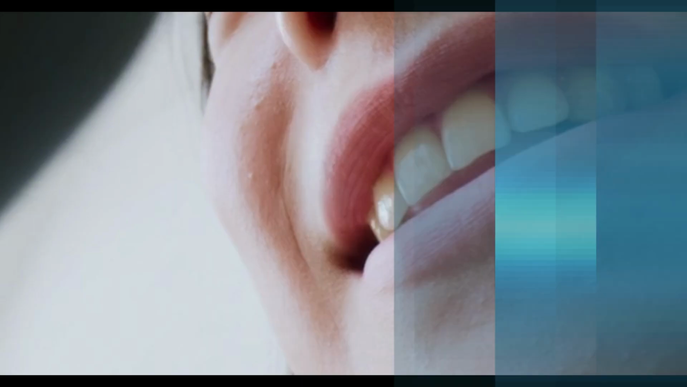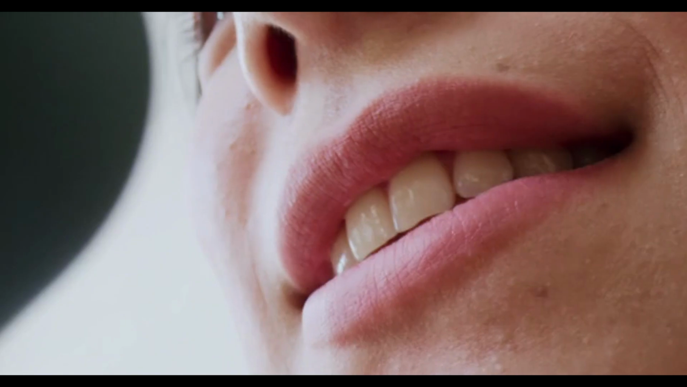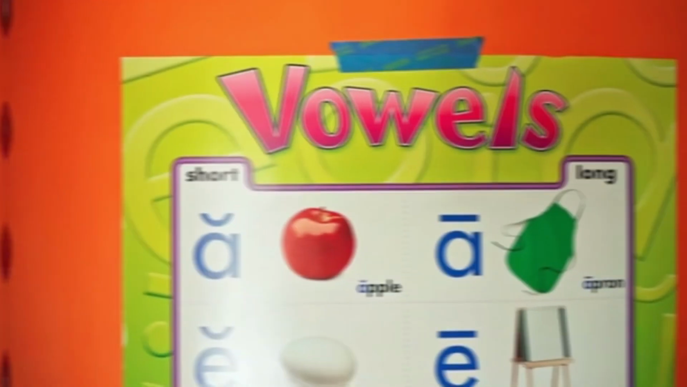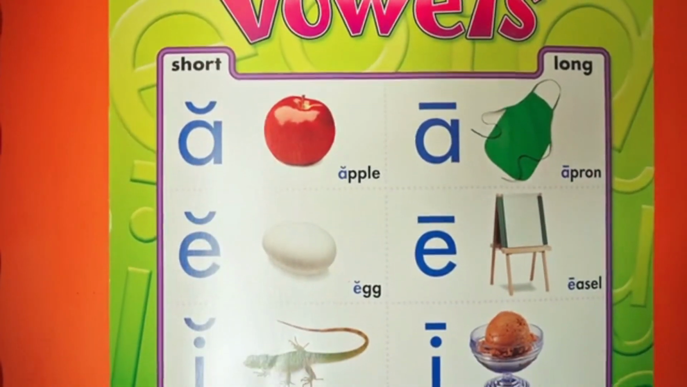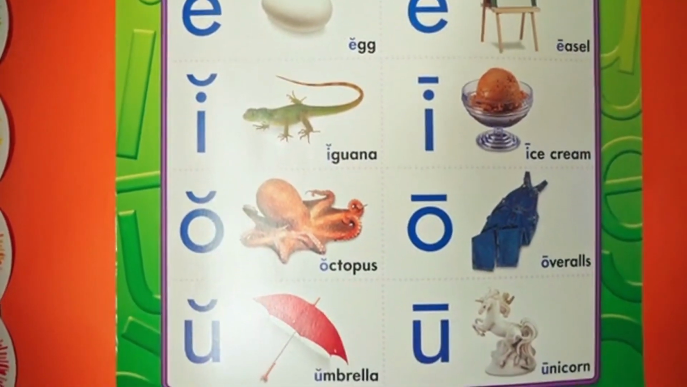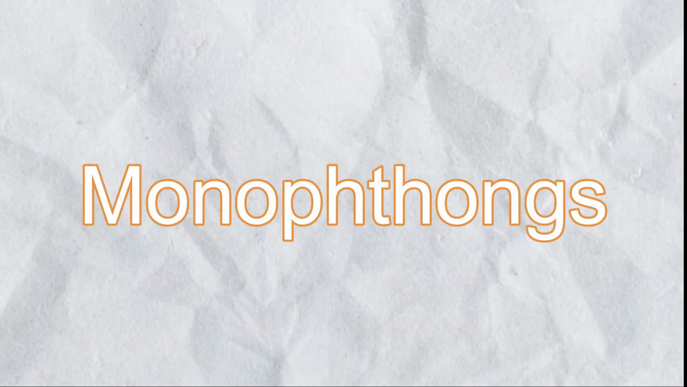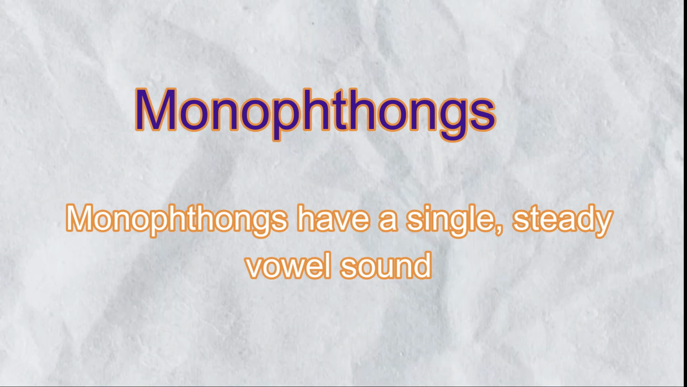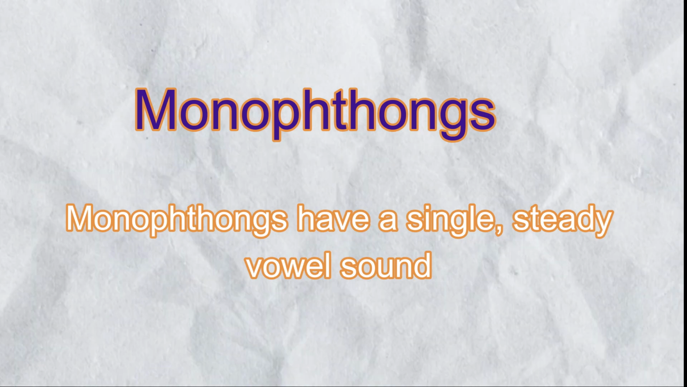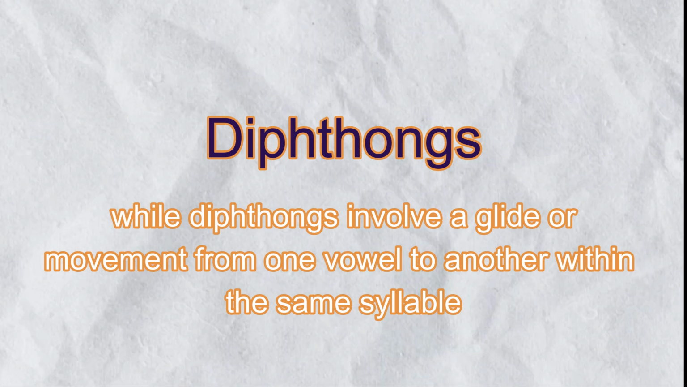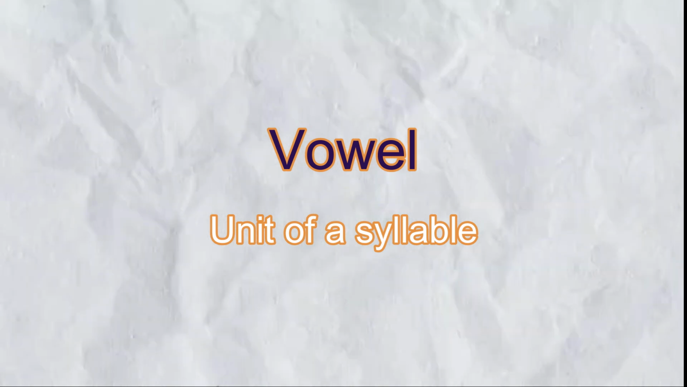Before we get into saluting people, we are going to be looking at some common pronunciations in the English language. This is essential for your vocabulary and your grammar. 5 of the 26 English alphabet letters are called vowels, and the other 21 are essentially referred to as consonants. Why I'm bringing this up is because we have to talk about monophthongs and diphthongs. Monophthongs generally have a single steady vowel sound, while diphthongs involve a glide or movement from one vowel to another within the same syllable. A vowel is a unit of a syllable, generally.